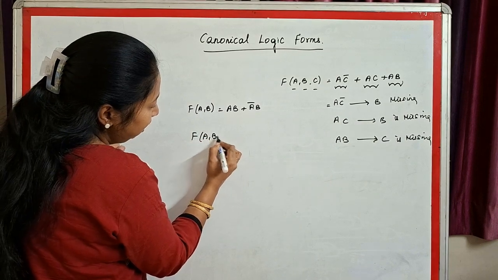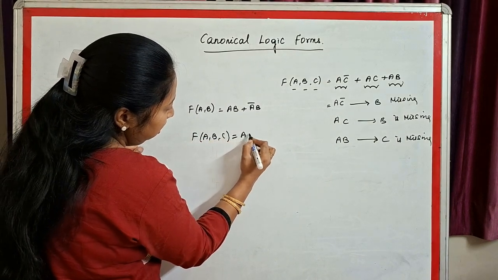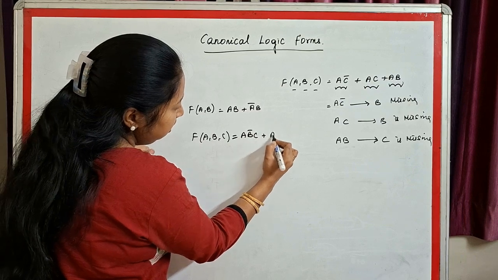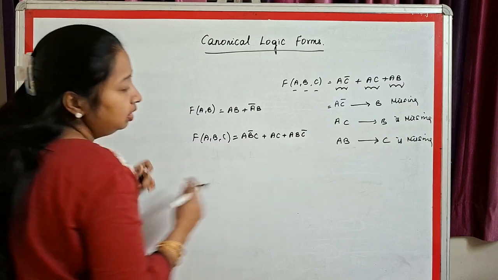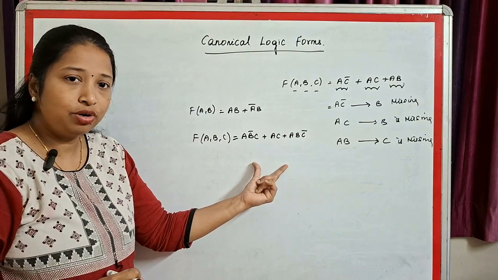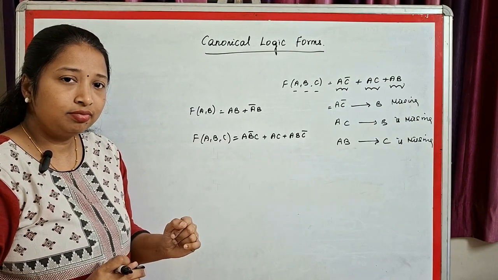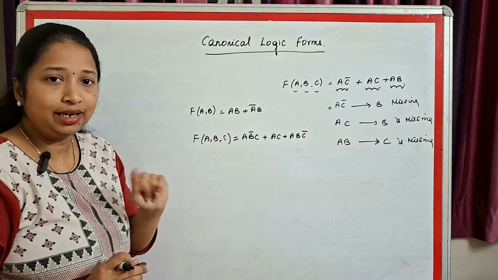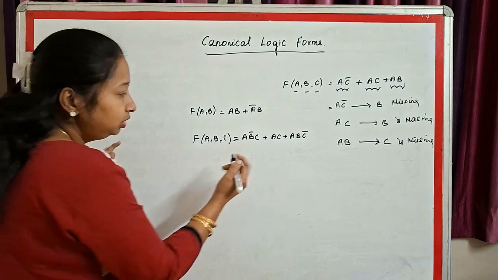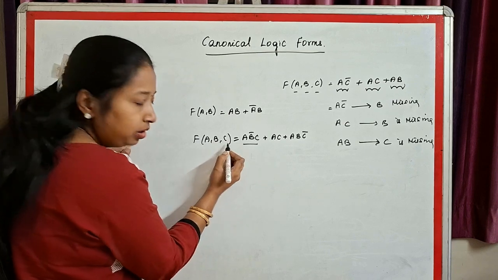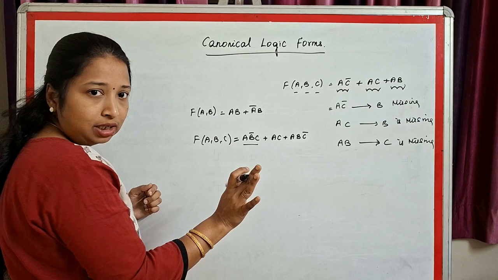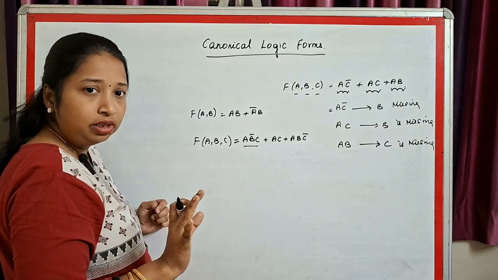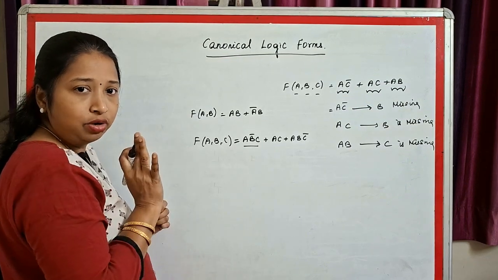Tell me whether this is a canonical or a non-canonical form: ab'c + ac + abc'. Is this a canonical or a non-canonical form? This is again a non-canonical standard. Why? Because the first term has got all the three variables in it, either in the standard form or in complemented form, that doesn't matter. Here, every single min term should have all the three variables. Only then it is a canonical form.